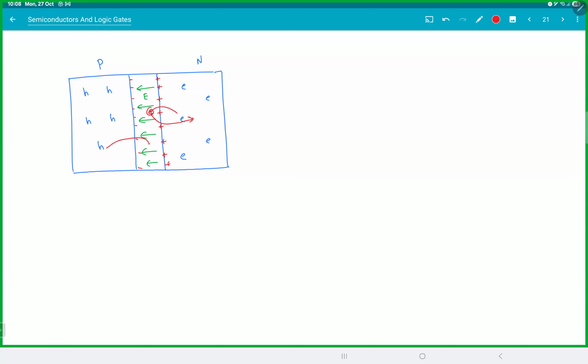If a hole tries to come here, what will happen? It will get pushed back again. So in that region, nothing can exist. There will be no electrons, there will be no holes. It is a neutral region. So basically you get a junction between P and N. That's why we call it a PN junction. This region is called the forbidden gap, so electrons and holes are forbidden to enter it. It is also called the depletion layer.